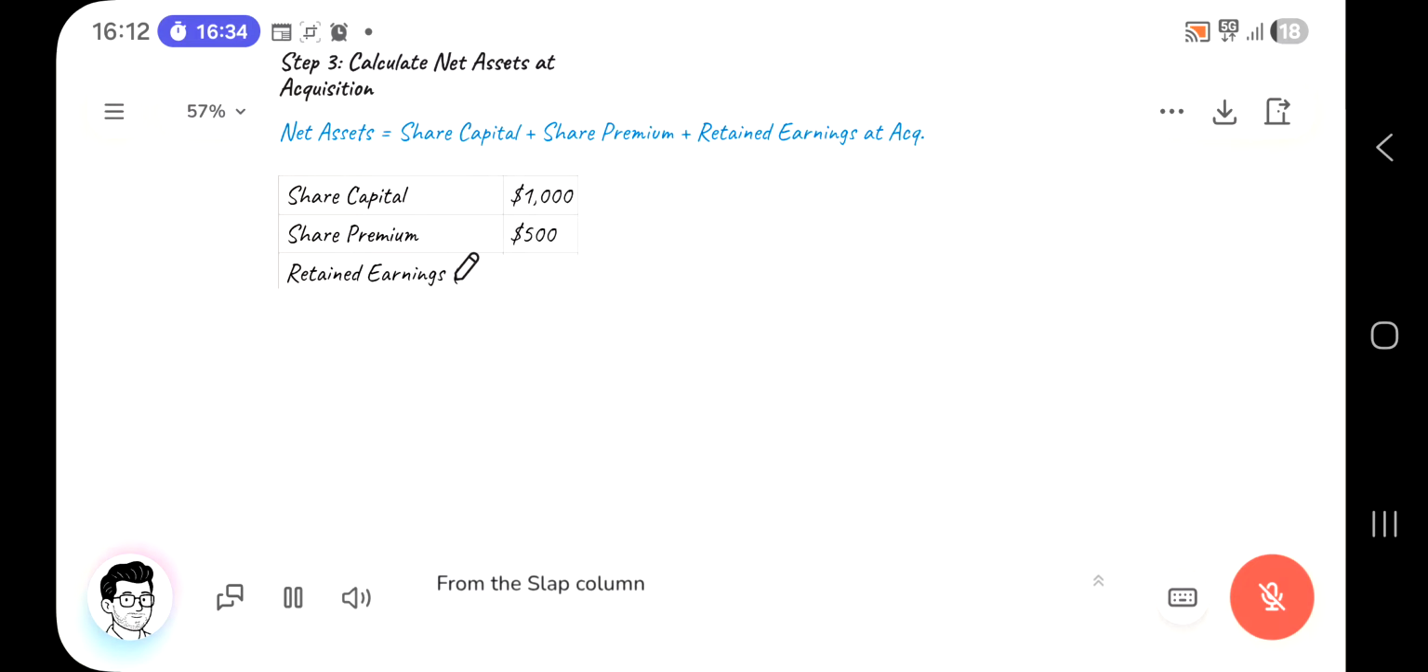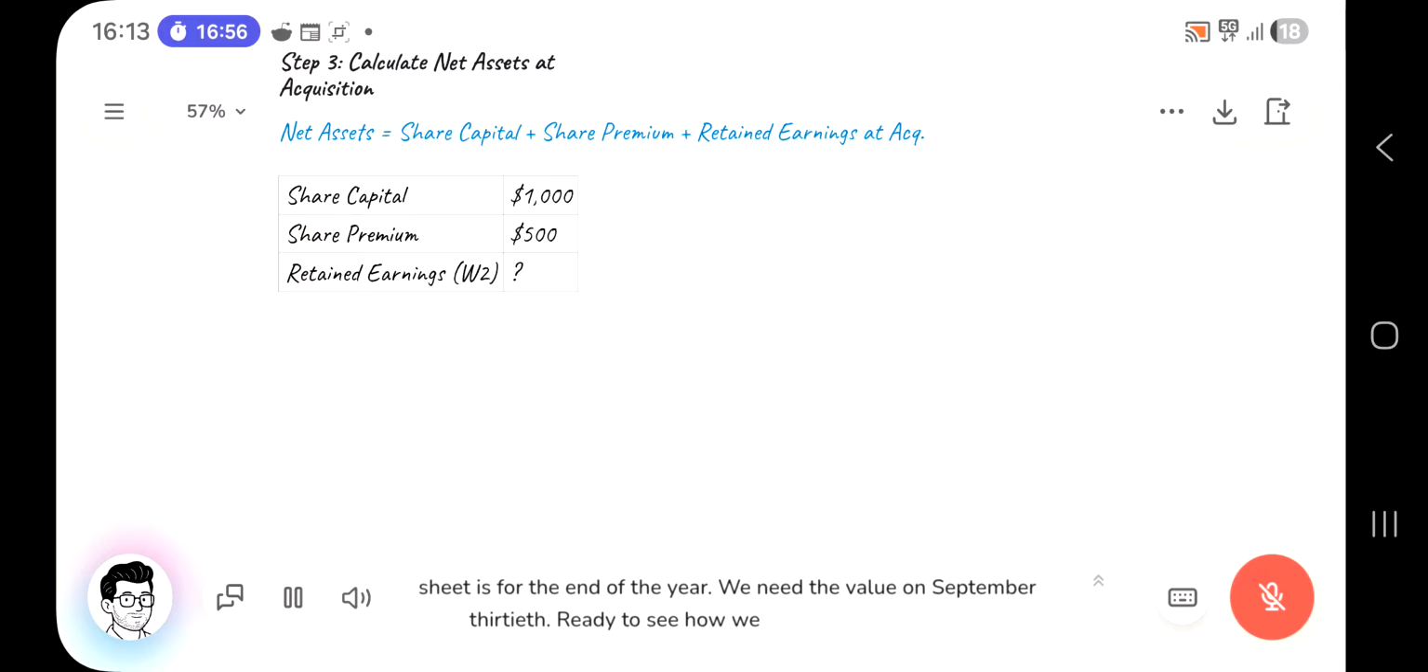From the SLAP column in your notes, we can pull two of these immediately. Share capital is 1,000 and share premium is 500. But check this out. The retained earnings on the balance sheet is for the end of the year. We need the value on September 30th. Ready to see how we track that back in time?